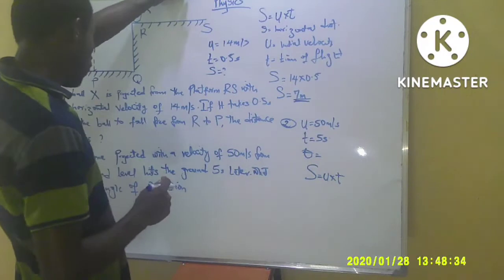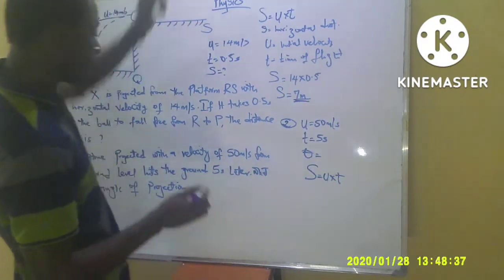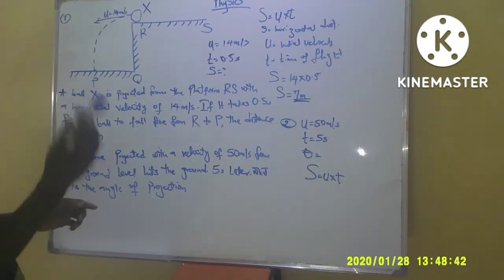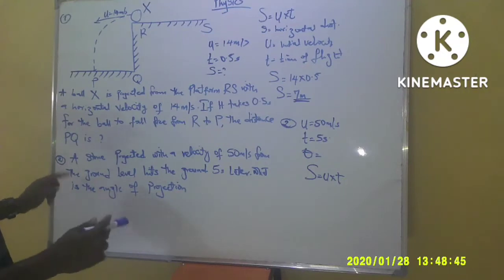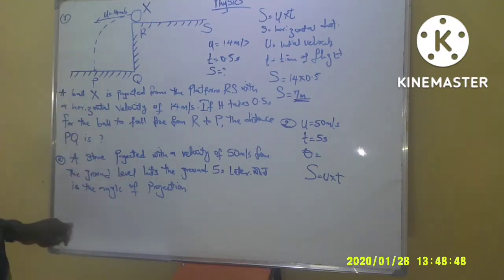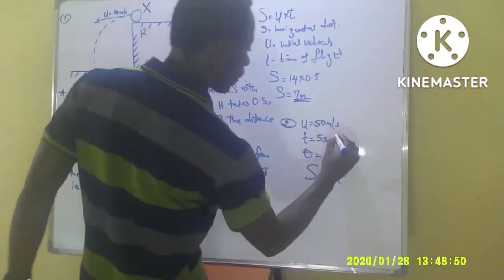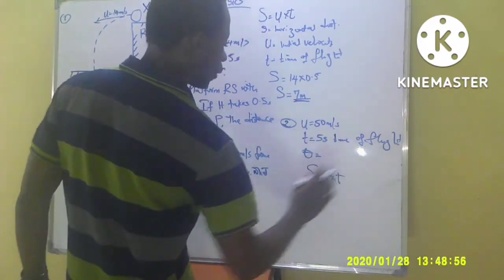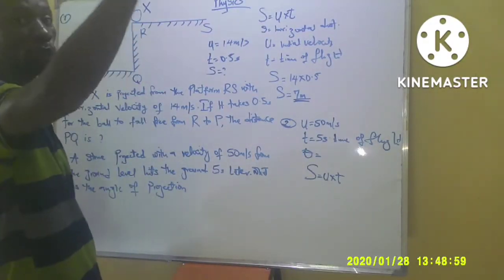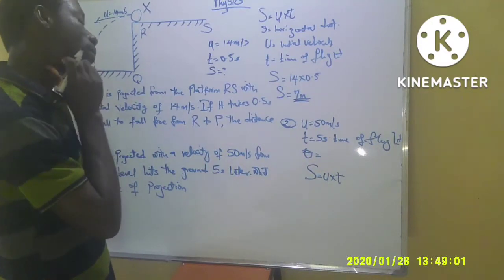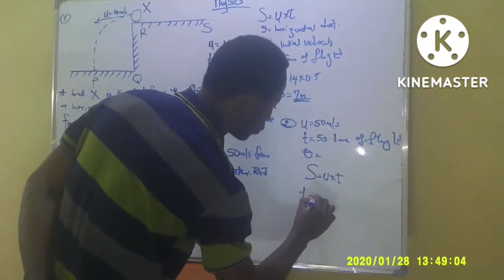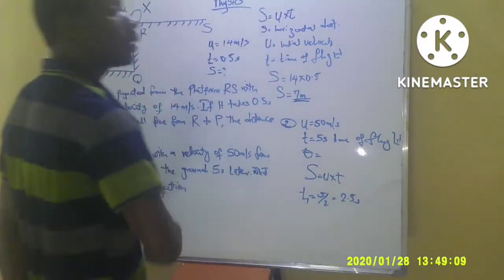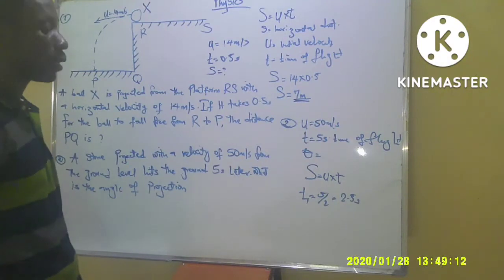And now we have that it hits the ground 5 seconds later. If you look at it very well, 5 seconds later means there's a point in time it leaves the ground, and it hits the ground 5 seconds later. So that is the total time of flight. There's a point in time that it gets to the maximum height. So we can say T1 is equal to 5 divided by 2, which is 2.5 seconds.